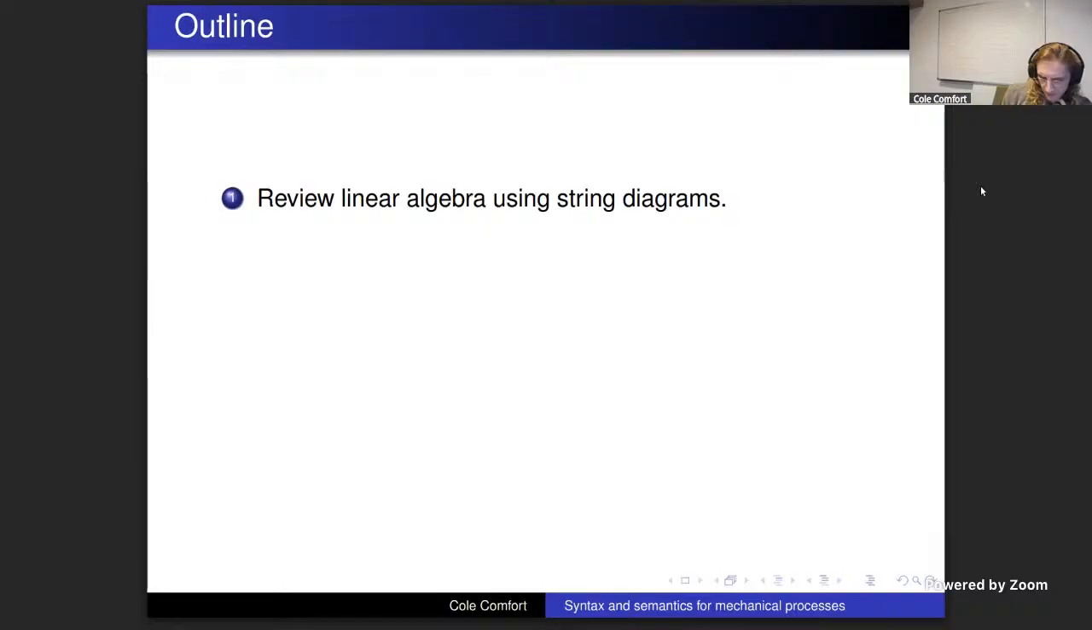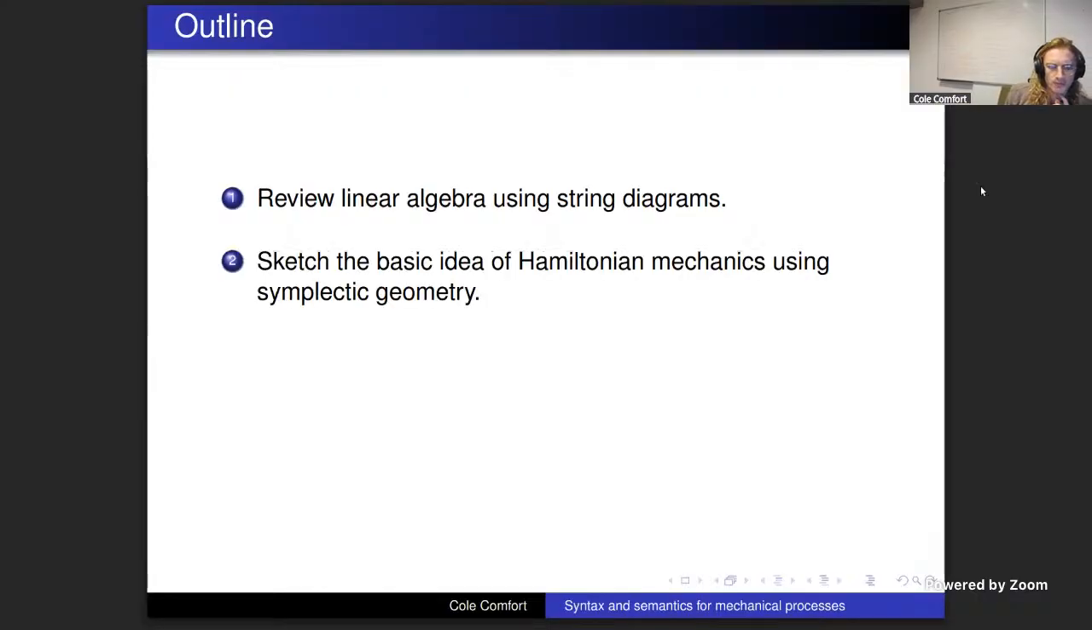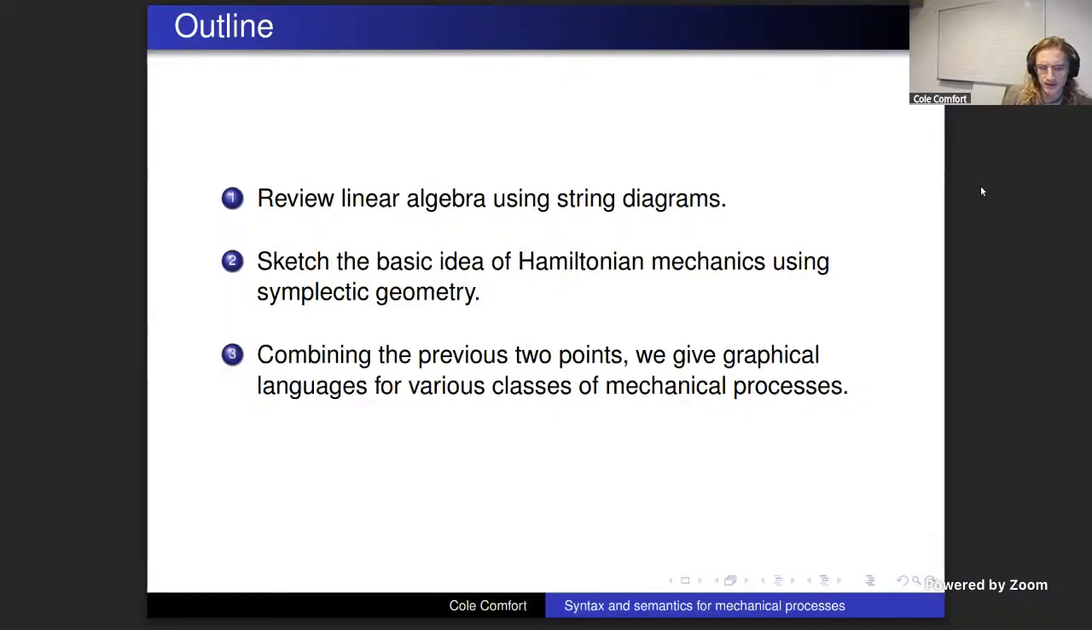For the general overview of the talk, first I'm going to talk about graphical linear algebra, so how you can reformulate finite-dimensional linear algebra just using string diagrams. Then, to go more towards the physics side, I'm going to sketch really basic Hamiltonian mechanics and introduce some symplectic geometry. Finally, I'm going to talk about the research I'm doing, which combines these two things, giving string diagrams for physics, in a sense.